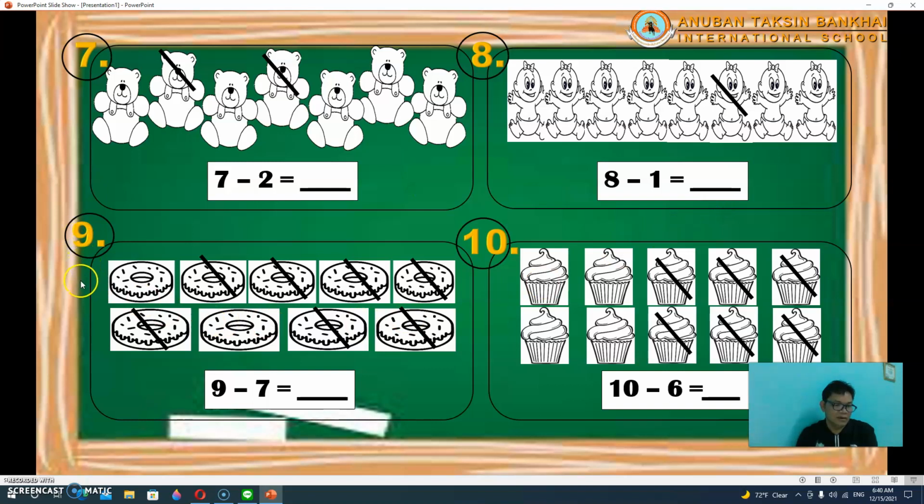Okay, and number 9. How many donuts are there? 9. So minus 7 equals 1, 2. So your answer is 2. Okay, how many cupcakes are there? 10. So minus 1, 2, 3, 4, 5, 6. So 10 minus 6 equals 1, 2, 3, 4. So your answer is 4. Very good.